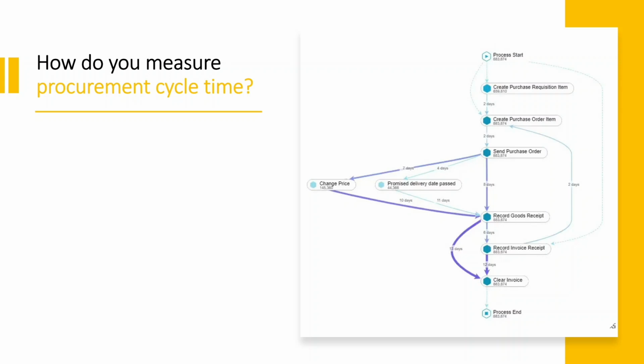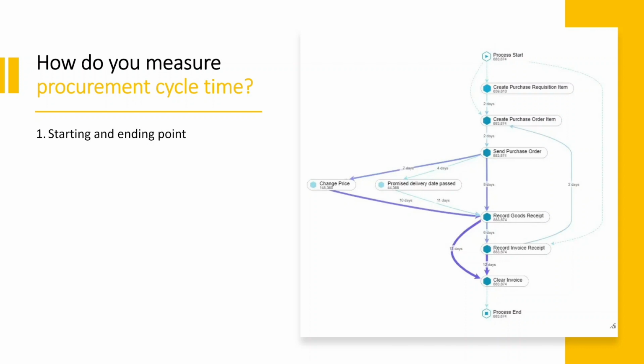In today's video, we're going to see how we can measure the procurement cycle time. So to measure or calculate the procurement cycle time, you will need to identify the start and ending point of the procurement process, as well as the duration of each step in the process.